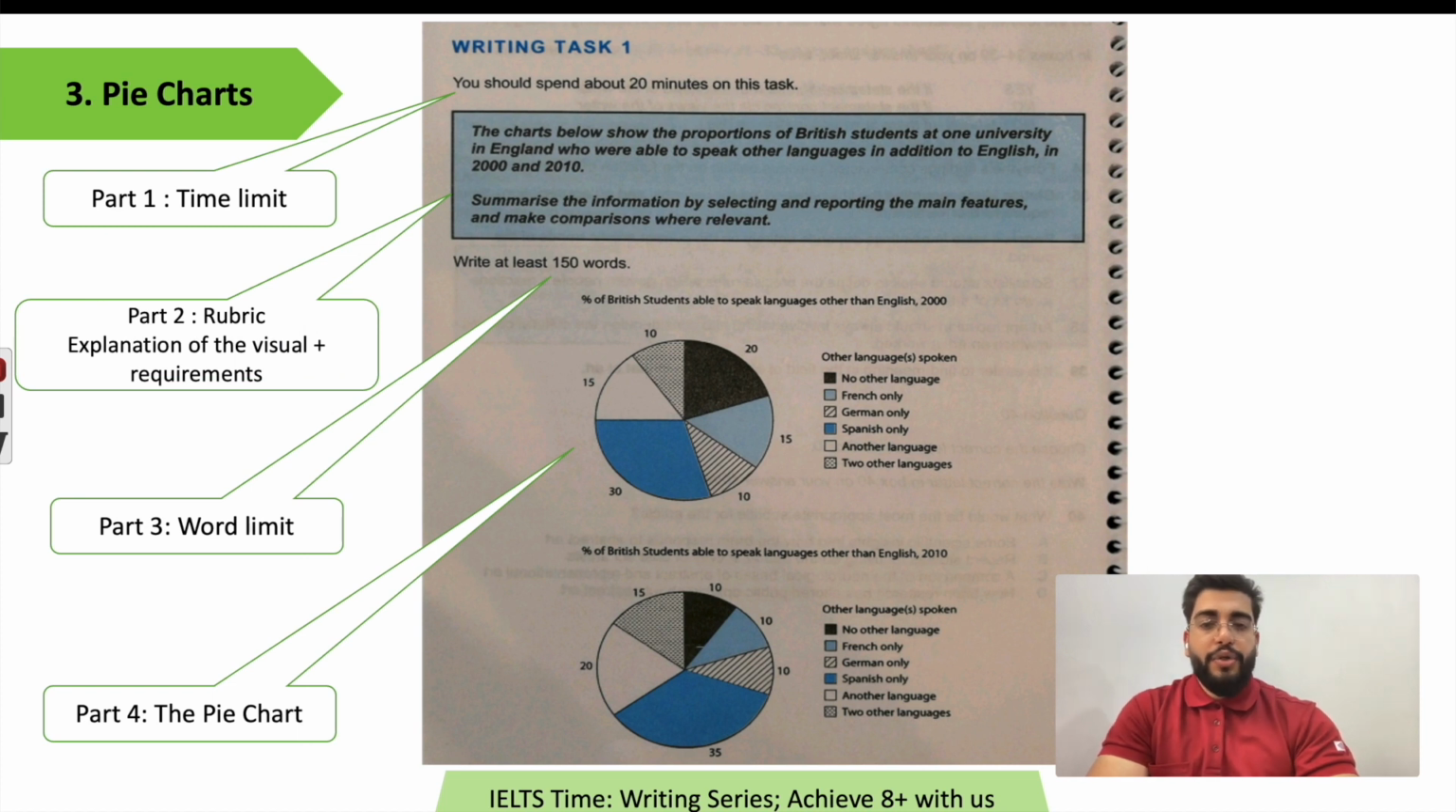This one is a pie chart. You have the 4 parts, and there are 2 pie charts here that you have to compare. We have 2000 and 2010, so 2 years. Again, this one is a comparison, not a trend, because we have 2 years only. When you have more than 3 years, that's the trend.